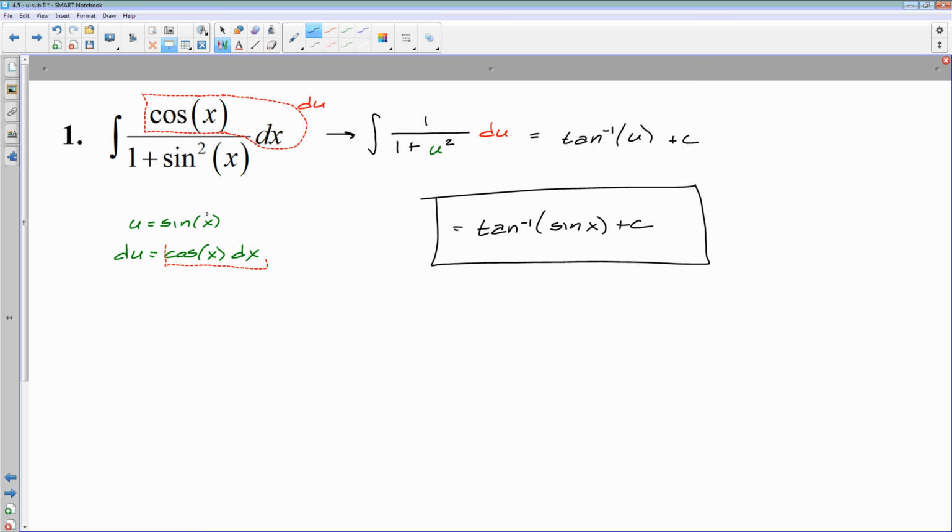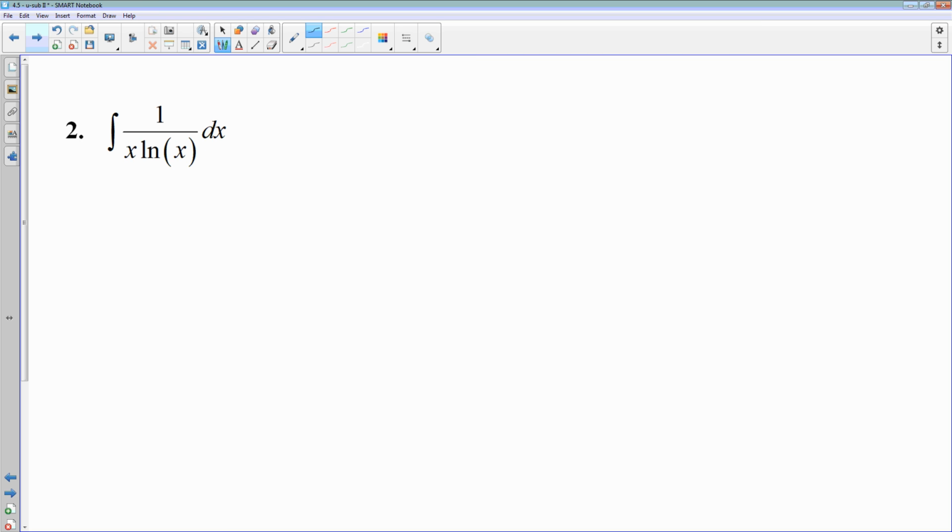So you can try different things for u, but know that it's vitally important that you find du in the problem. If you don't see the du, you have to start over and try a different u or a different integration technique. Let's give this one a shot. I have 1 over x ln x. Again, I typically look in the denominator for my u.